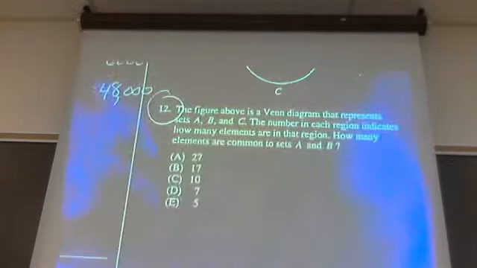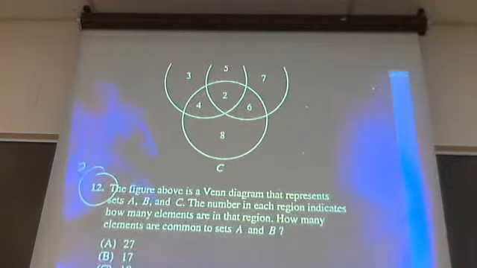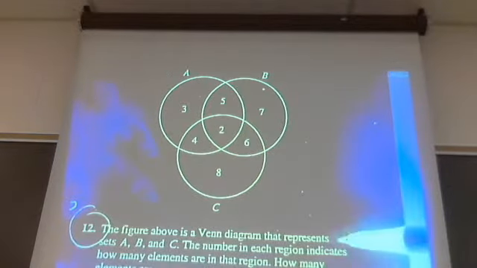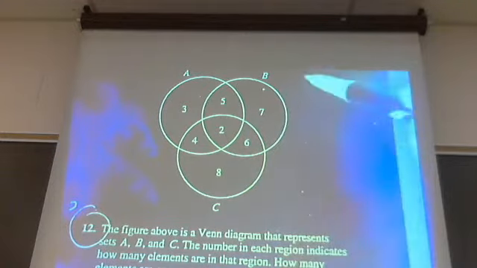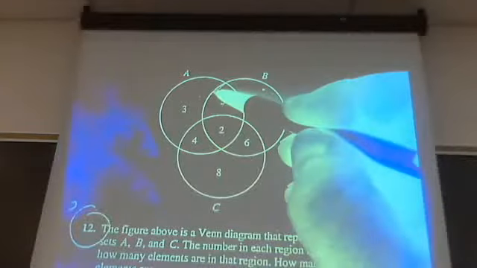Okay, question 12. In that figure above, the number in each region indicates how many elements are in that region. How many elements are in common to sets A and B? A and B.